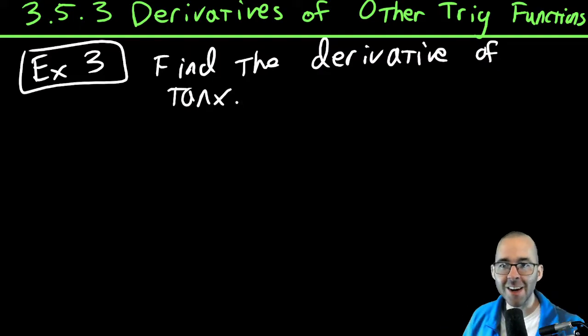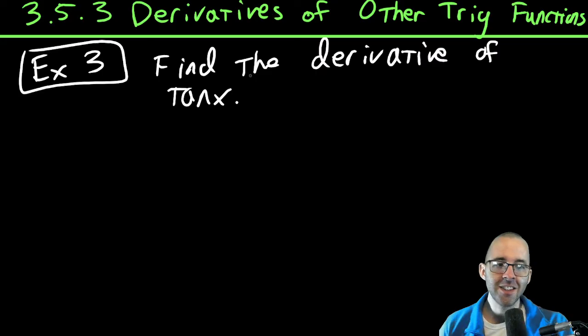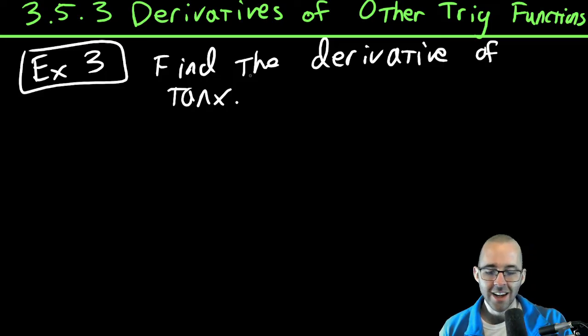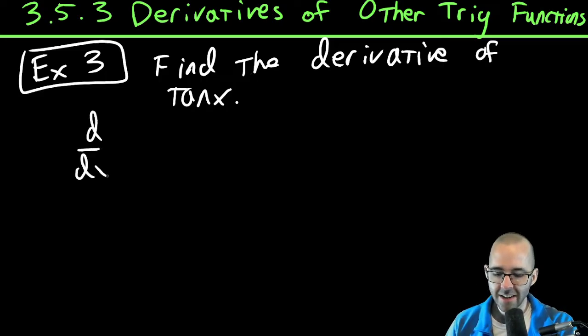Find the derivative of tangent of x. You have to do it. I'm not giving you this one. You have to do it. And you might say, Jason, proofs of these theorems are so hard. How are we going to do this? The answer is, it's going to be way easier than the sine proof. Okay? Why is that? Let's look at it.